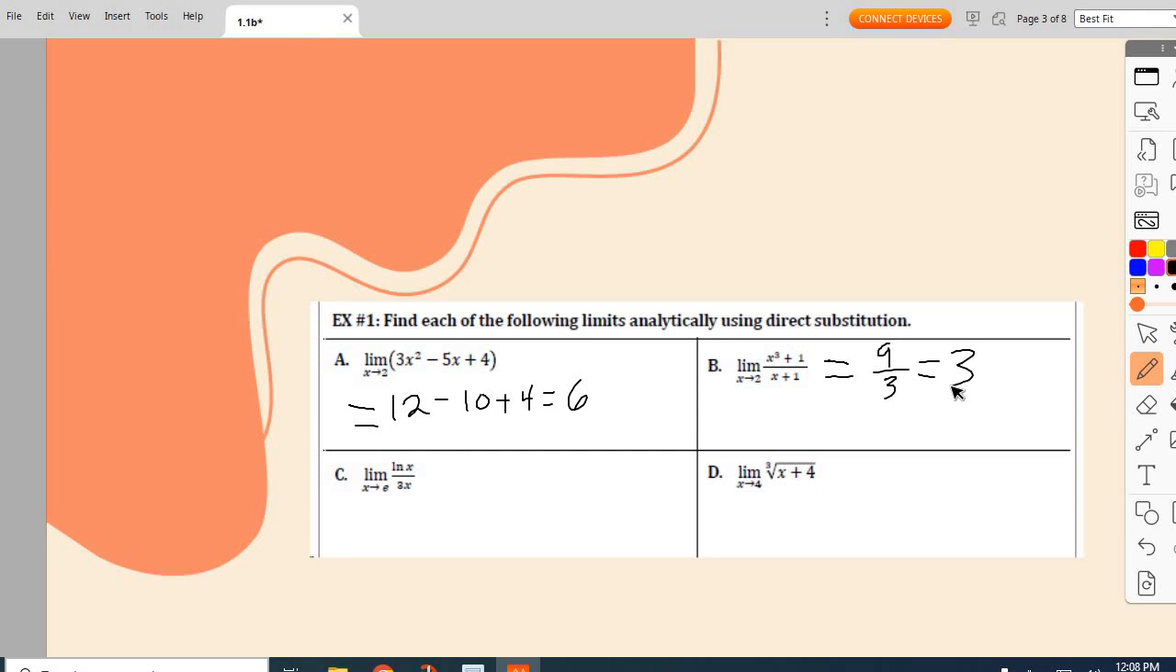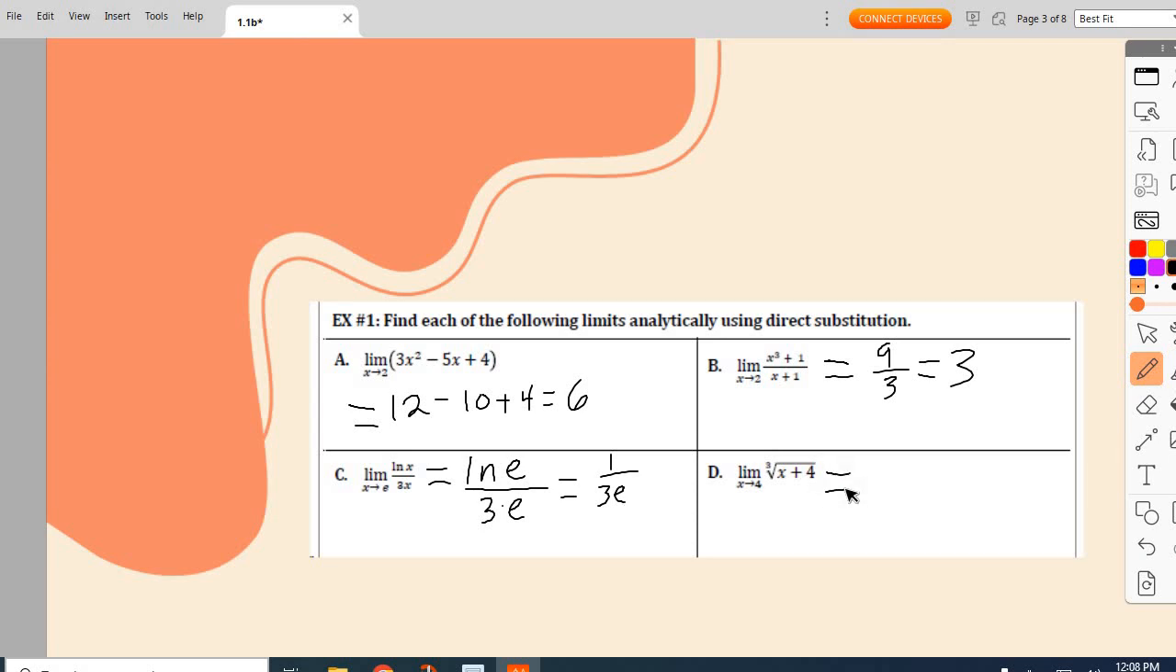Now, can I plug in irrational numbers like e and pi? Yes, as long as it doesn't make my denominator 0. So, what is the natural log of e? 1. So, what do we end up with? 3. Alright, and then lastly, again, we have a radical this time.